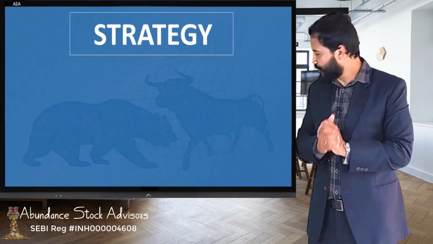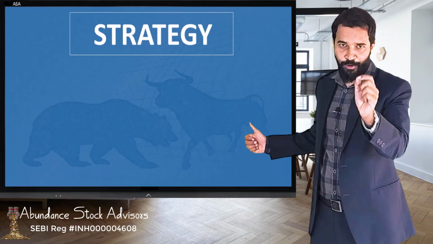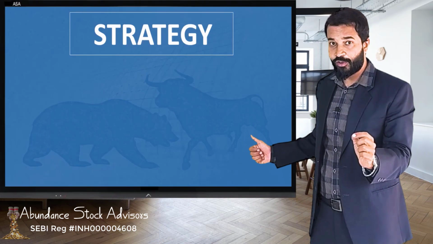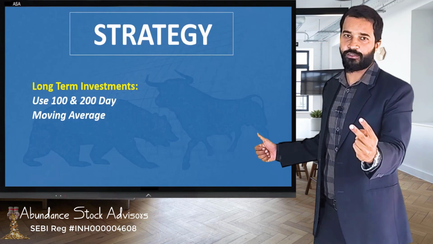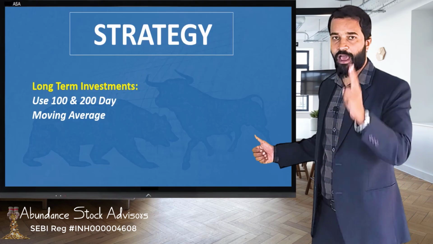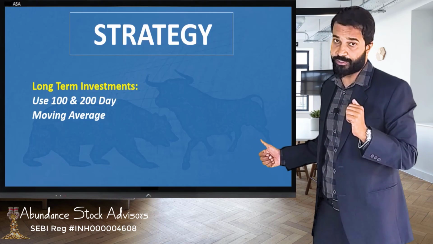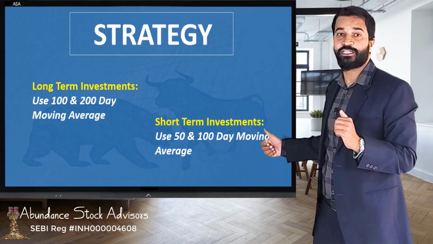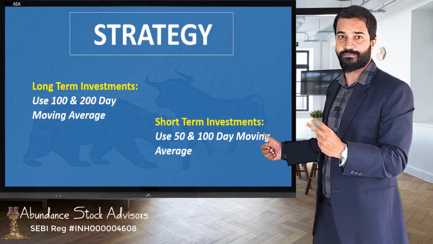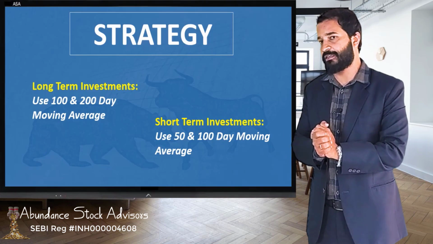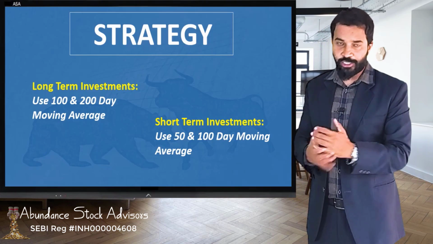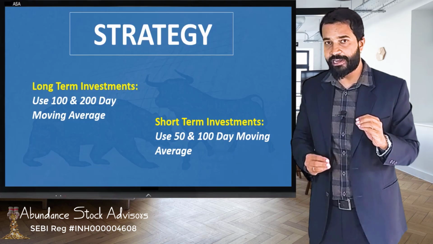Now, a strategy from our experience, very important. As a general rule, for long-term investments of more than say 2 years, you should consider the relationship between 100-day and 200-day moving averages. And for short-term investments from 3 months to 2 years, the relationship between 50-day and 100-day moving averages should be considered. Friends, it's always advisable to not rely on a single indicator for your investments.